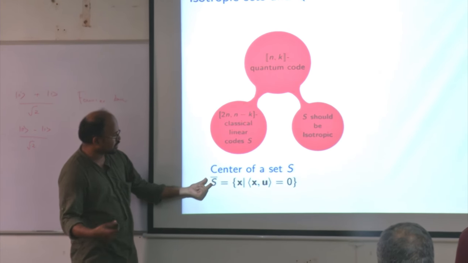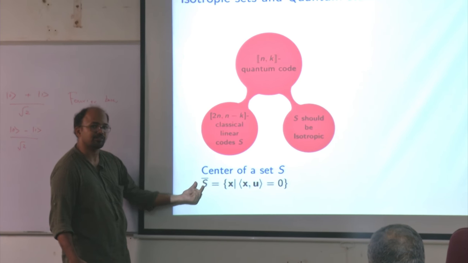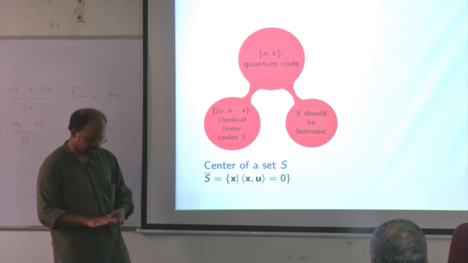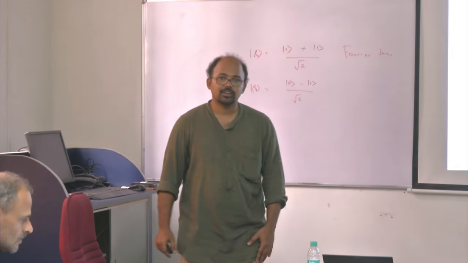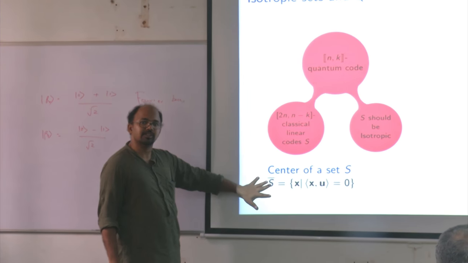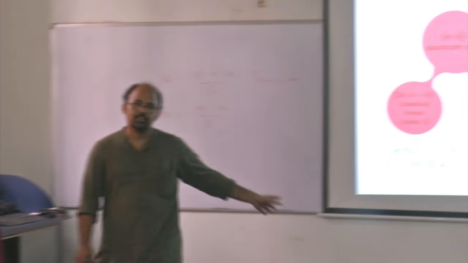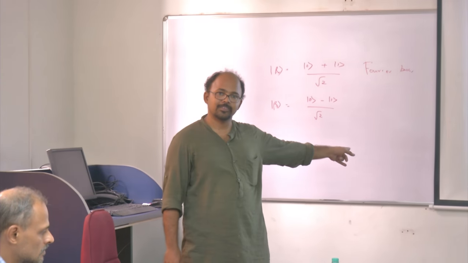Remember that S commutes with itself. Elements of S commute with S. So S bar contains S. So you are potentially looking at a bigger set. This should be as close to S as possible. We just want the distance of this to be large. Whatever the distance of this is, this is also a classical code.